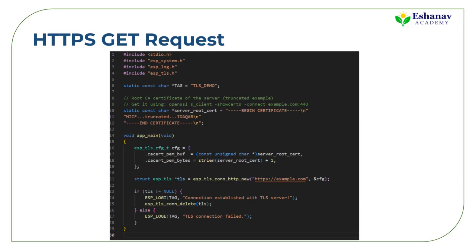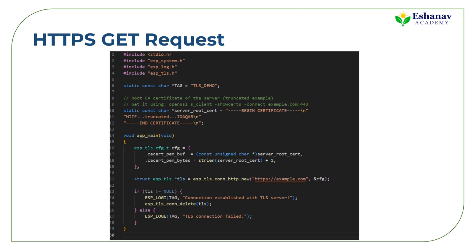In this code, we're showing how an ESP32 can make a secure HTTPS connection to a server using TLS. First, we include the required ESP-IDF headers for system functions, logging, and TLS. We also define a tag, TLS_demo, for log messages. Next, we provide the server's root certificate authority certificate. This ensures the ESP32 trusts the server it's connecting to.